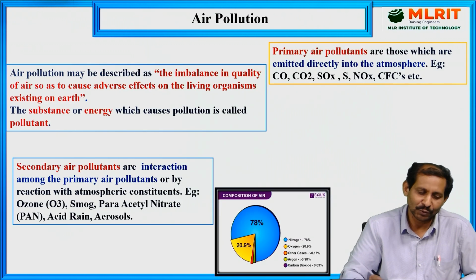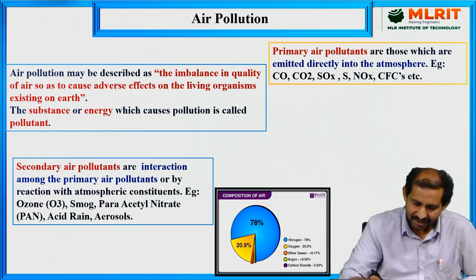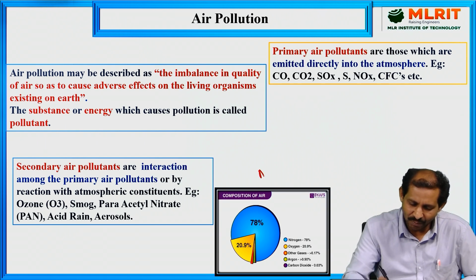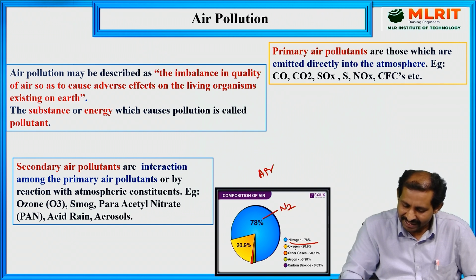This is air pollution, and we are going to discuss it. First, what is the composition of air? In air, 78% is nitrogen, 20.9% is oxygen, and other gases make up less than 0.17%.